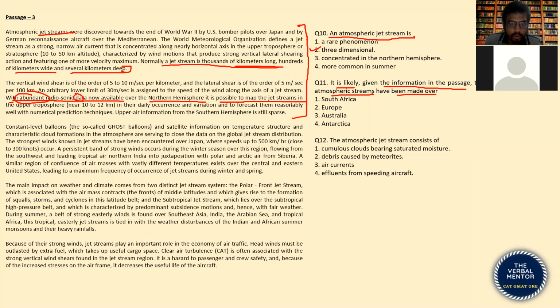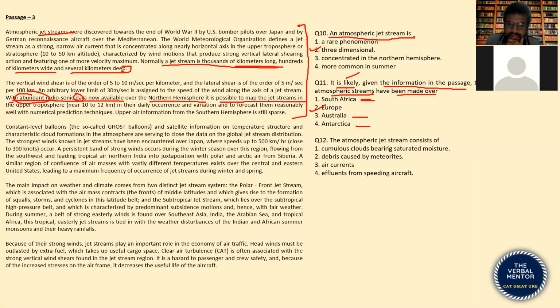It is possible to map the jet streams in the upper troposphere. Let's see. South Africa does not lie in the northern hemisphere. Australia does not lie in the northern hemisphere. Antarctica obviously does not. So it is likely that it is Europe for which abundant data is available. Again, an easy question, guys.